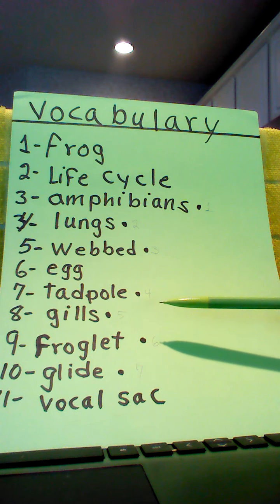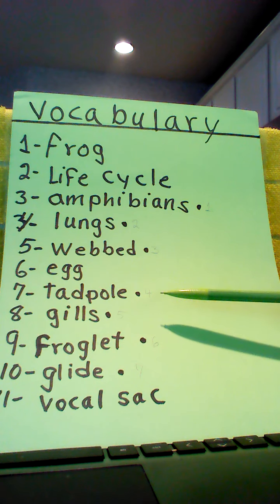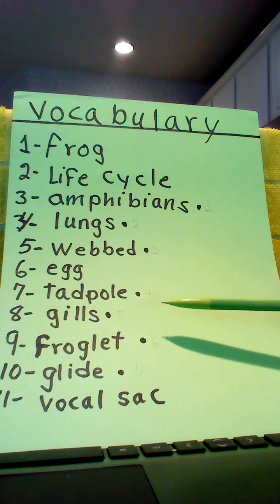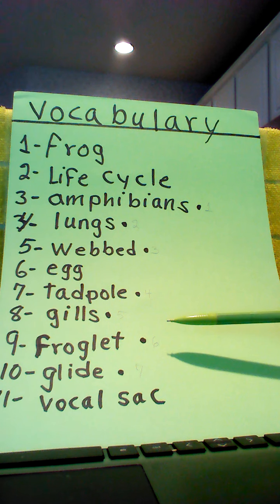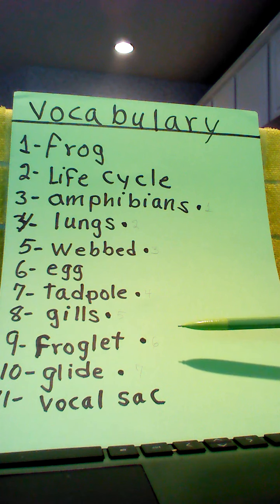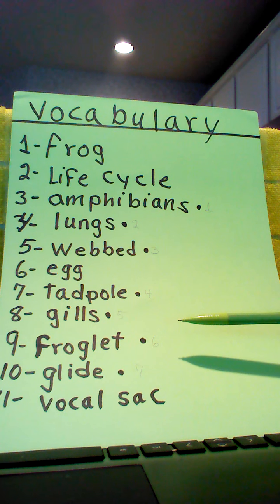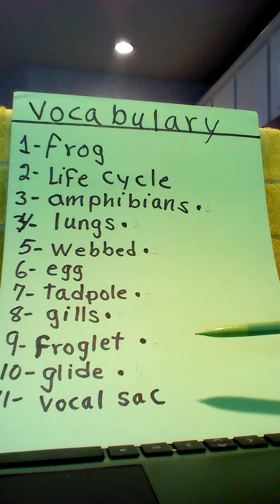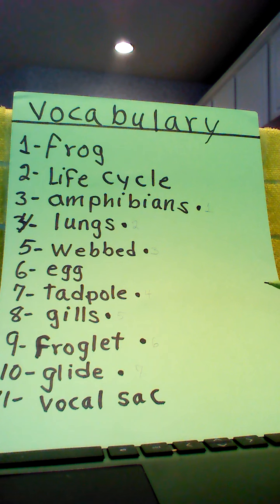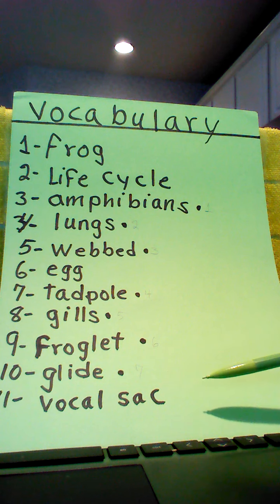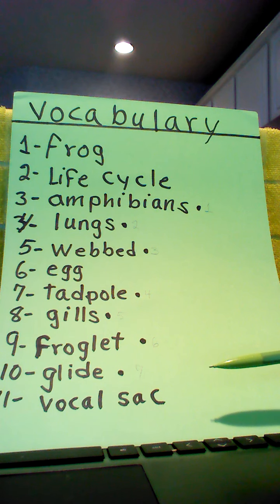And gills are a tadpole. We already said gills are the organ used to get oxygen from water when the animals are in the water. Froglet is a young frog that still has a tail. And glide is when they move smoothly and easily. The animals move smoothly and easily. And the vocal sac is a special organ that male frogs have in their throat.